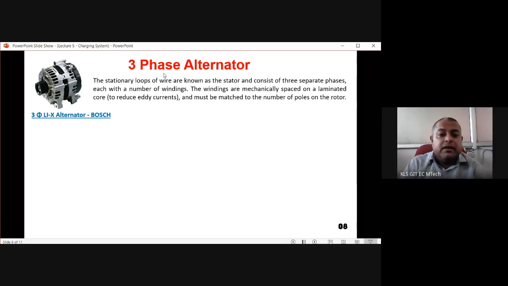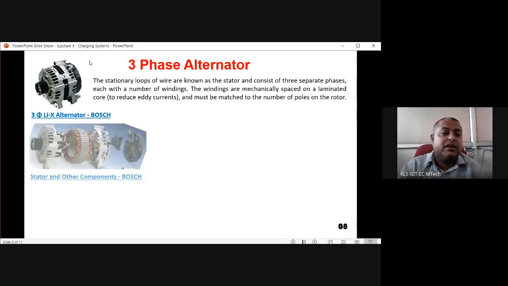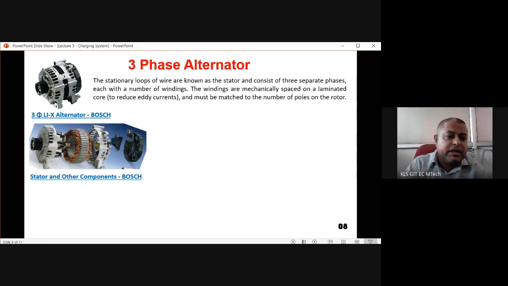And it must be matched to the number of poles on the rotor. So rotor poles and stator poles are kind of the same number. So this is an image of a Bosch 3.5 LIX alternator. Now the whole thing is opened up, so you can see here this is the stator part, sorry, this is the rotor part which will be rotating, and here it is connected with the rotation input.